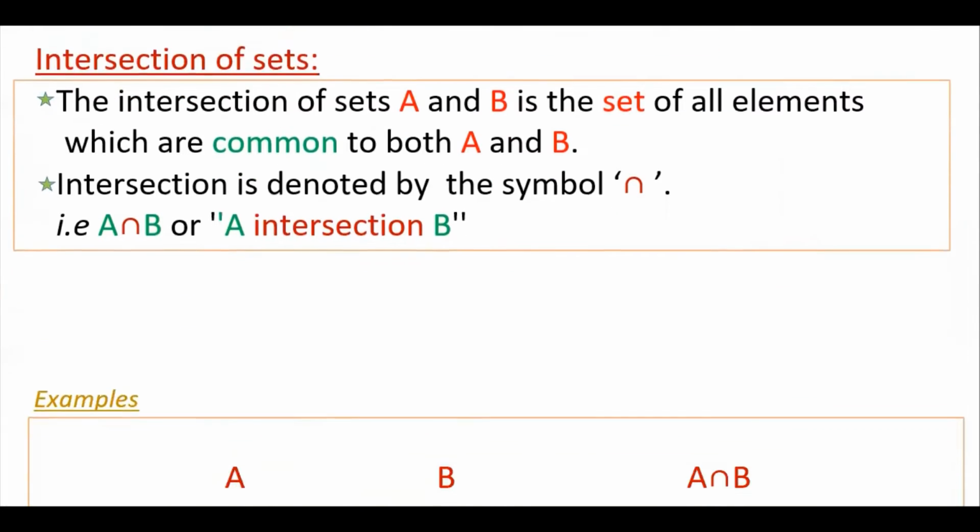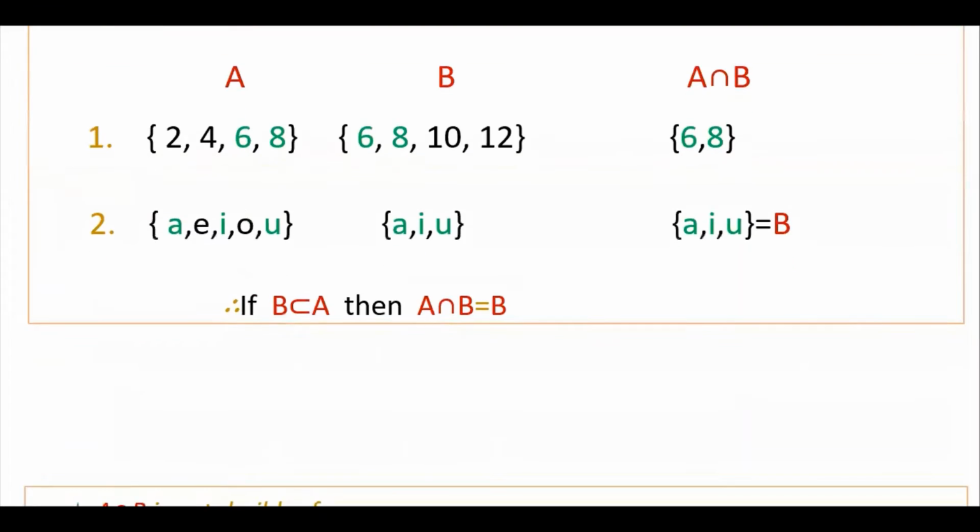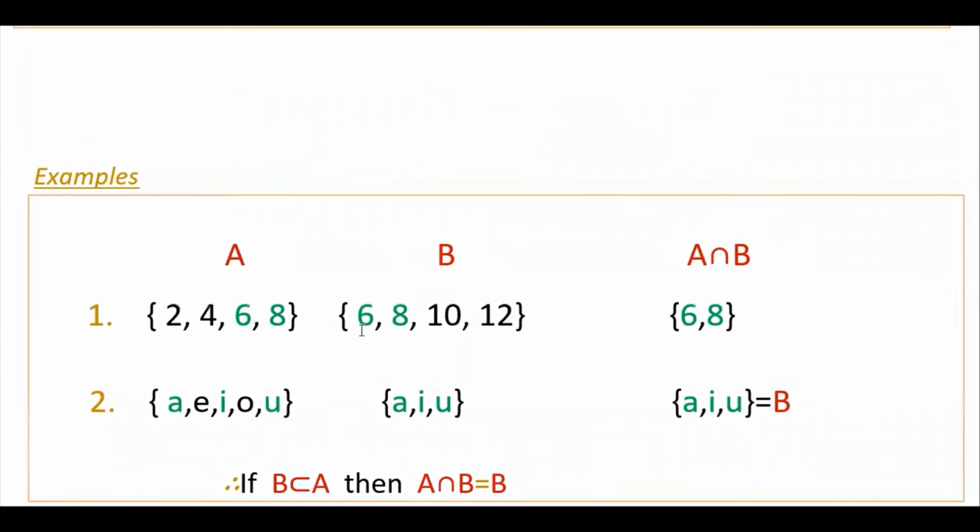For example, here A is equal to {2, 4, 6, 8}. These are the elements of set A, and 6, 8, 10, 12 are the elements of set B. And if you see here, the common elements of these two sets are 6 and 8. So here A intersection B is equal to {6, 8}. These are the elements of A intersection B.